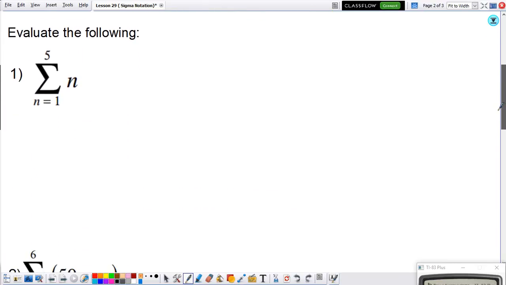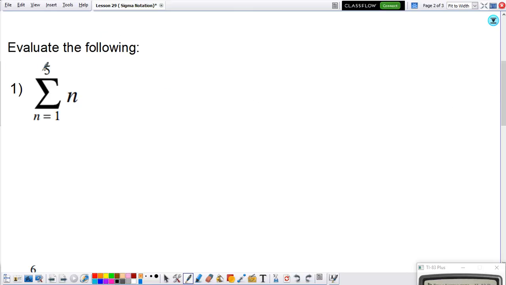Let's look at the following. Here, they're asking us to evaluate the following. They're asking us to add the following. Notice that here, the expression that I'm going to be adding is n. So if I want to evaluate this expression, I'm going to be substituting numbers into it. The first number that we're going to substitute is 1, because underneath the sigma notation, this is where you start. So we're going to plug 1 into the expression in front of the sigma.